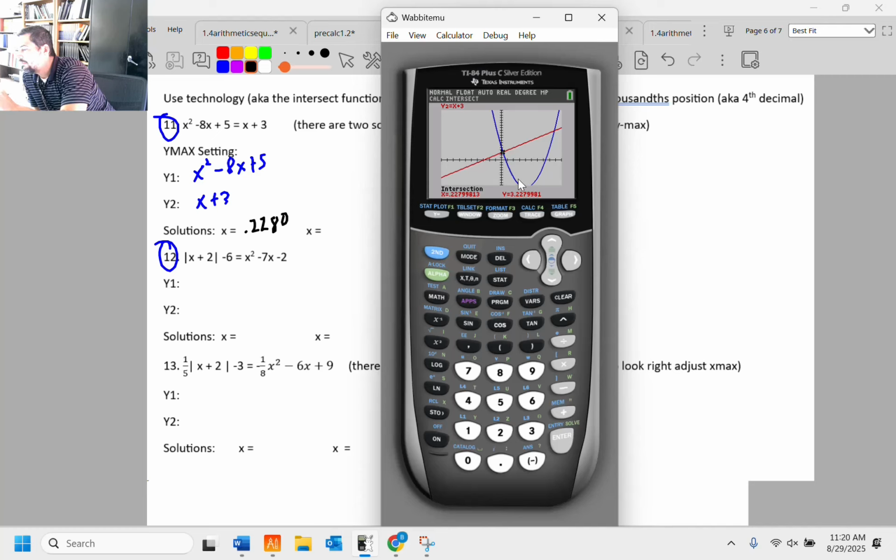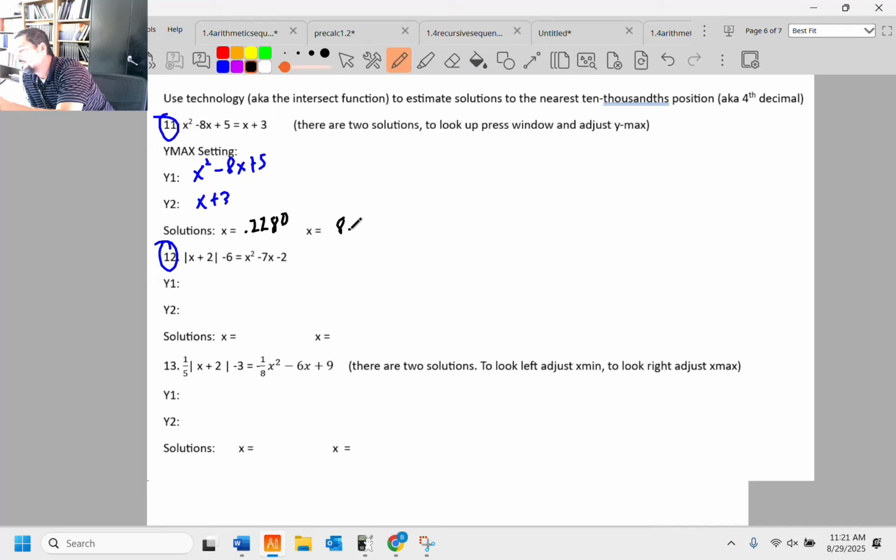Alright, let's find this one. Second trace 5 again. I'm going to hold my little arrow down until I get close, and when I get close I'm going to release my little arrow and I'm going to press enter once, twice, thrice. 8.7720. Somebody tells you to round to the 4th decimal, you have to leave the 0 there because they said it was significant. Remember that lesson?